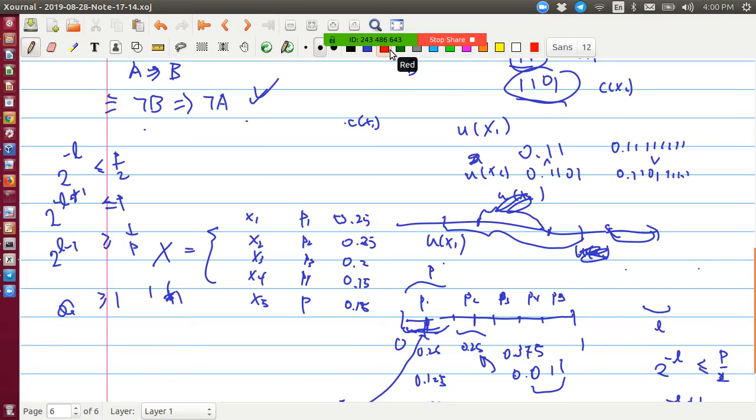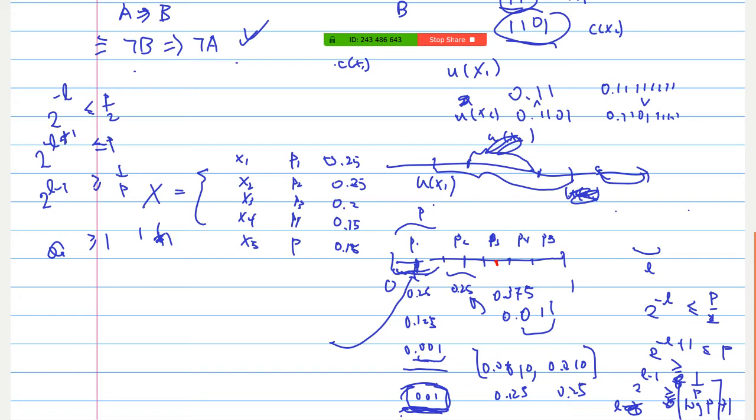For the first one here, again I take the midpoint. The midpoint here is 0.6, right? And 0.6 is equal to 0.10011, repeating. If you compute the required length, again the required length is log 1 over P plus 1. In this case the required length is 4. So therefore the codeword is 1001.